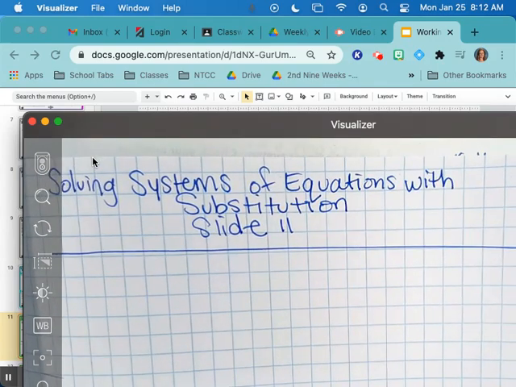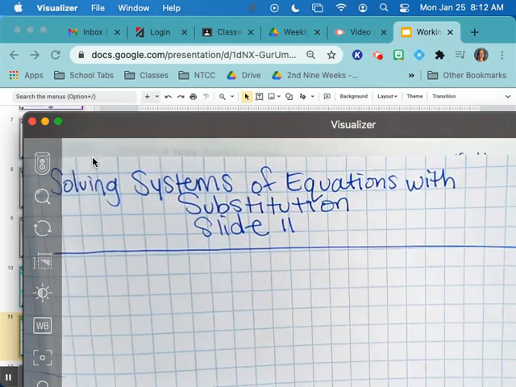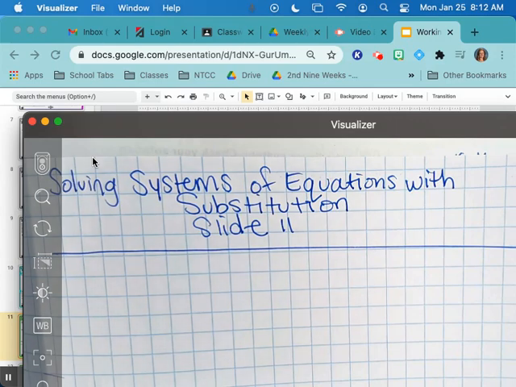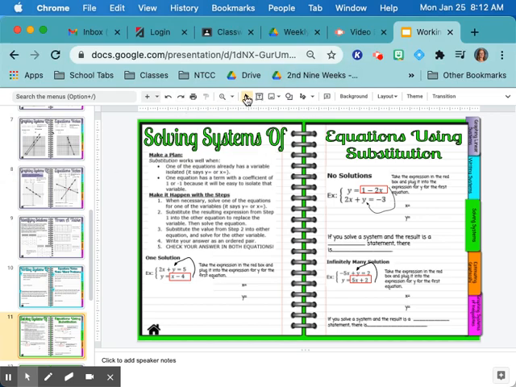So let's think about the word substitution. What does that mean? Put something in for something else. Replace a variable with a number, usually, right? But in this case, we are going to replace a variable with an expression. Substitute it in and then solve for a variable, okay? So let's look at the instructions over here.